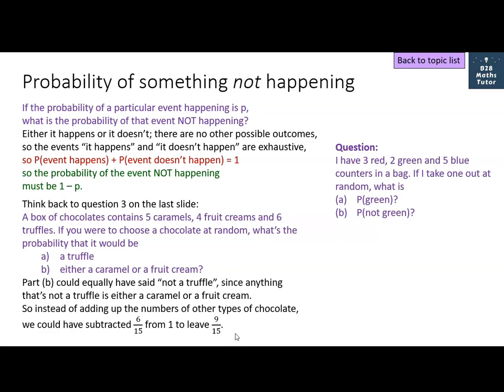Here's one for you to have a go at. Pause the video, work out your answer and press play when you're ready to go through it.